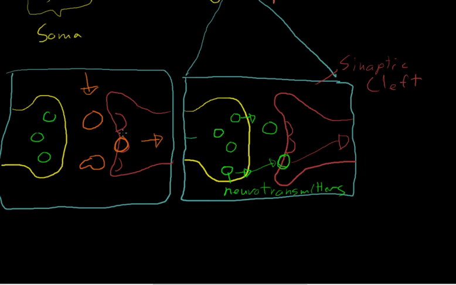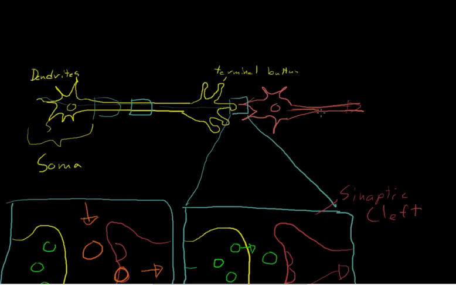This brownish red neuron does not know whether it came from this yellow neuron or not. It just knows that something fits in its receptor, and therefore it will send its signal. That's the only thing it cares about.